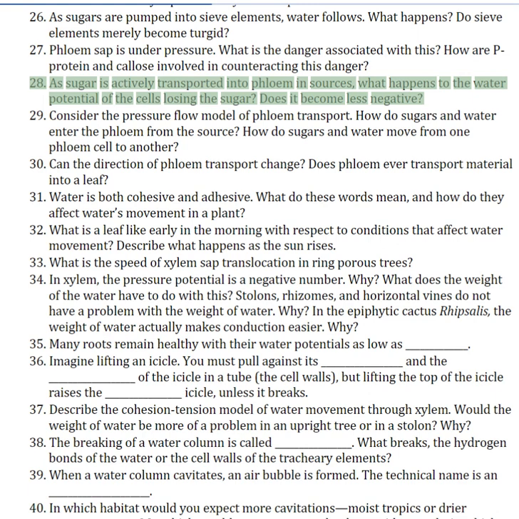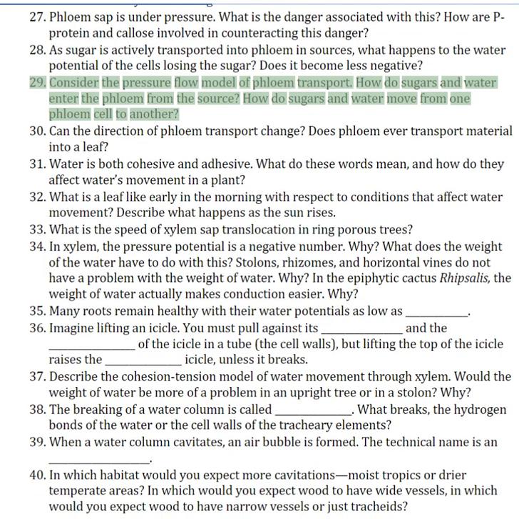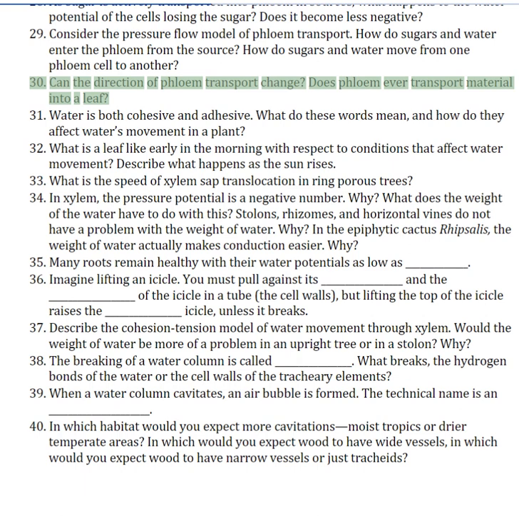28. As sugar is actively transported into phloem in sources, what happens to the water potential of the cells losing the sugar? Does it become less negative? 29. Consider the pressure flow model of phloem transport. How do sugars and water enter the phloem from the source? How do sugars and water move from one phloem cell to another? 30. Can the direction of phloem transport change? Does phloem ever transport material into a leaf?